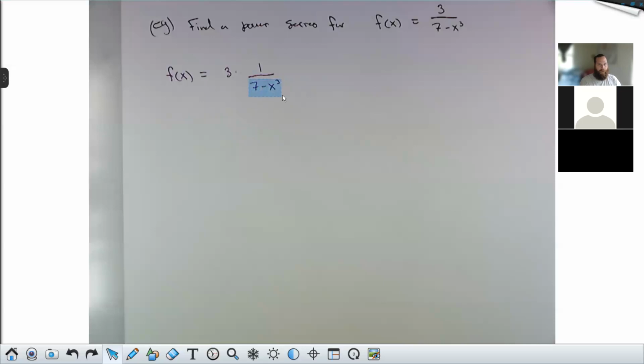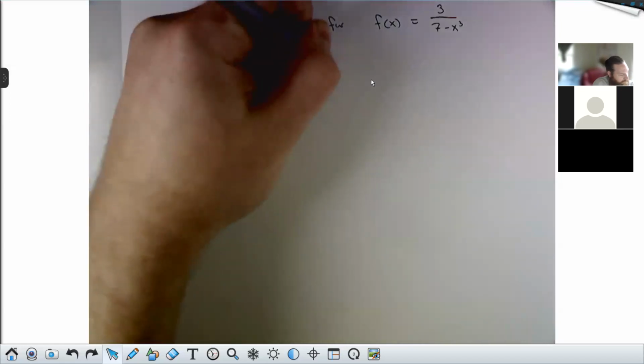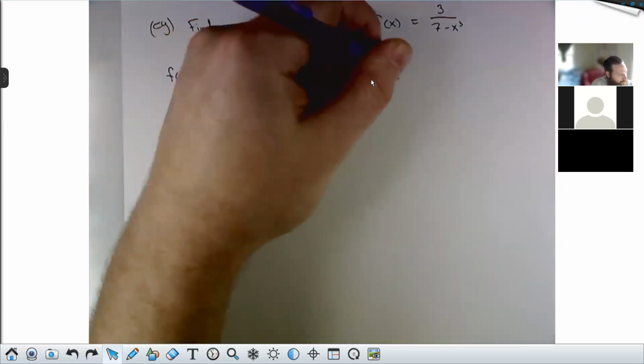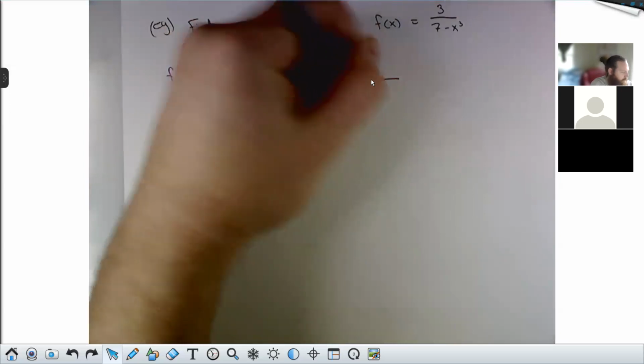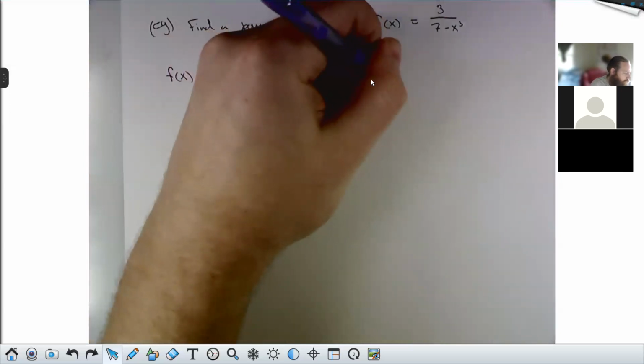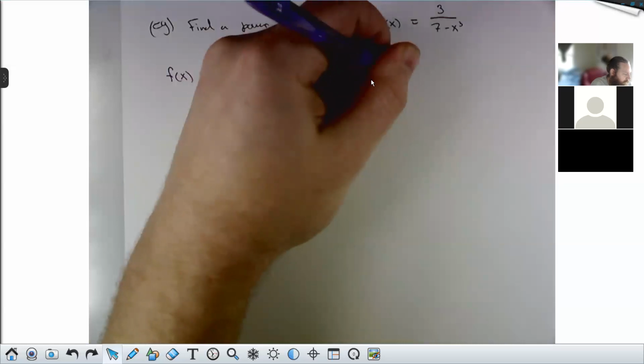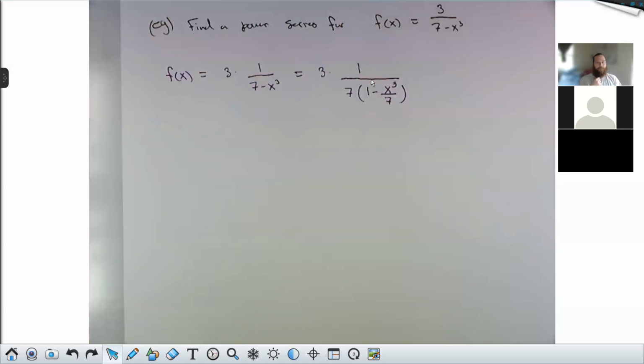So there is no common factor of 7. There's a 7 here. I want this to be a 1. So if I factor out or divide through all the terms in the bottom by 7, then I'll have 3 times 1 over 7 times parentheses 1 minus x cubed over 7, like this. So of all the algebra tricks we use, this is maybe the fanciest. It's nothing crazy, right? We're just factoring a 7.